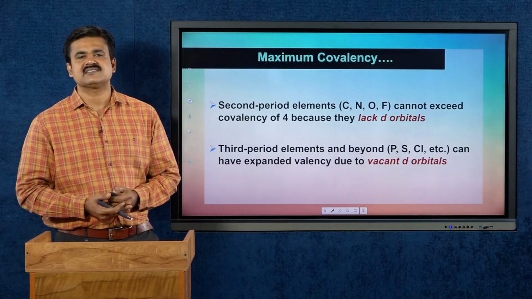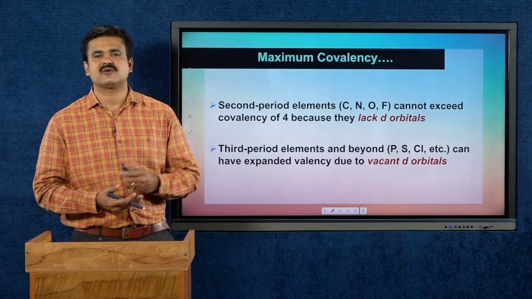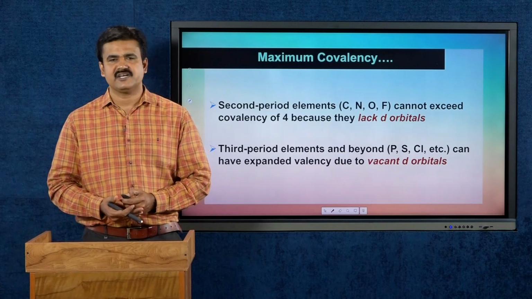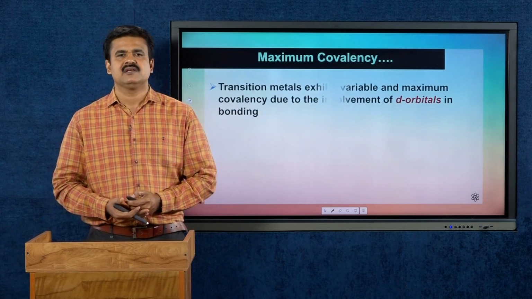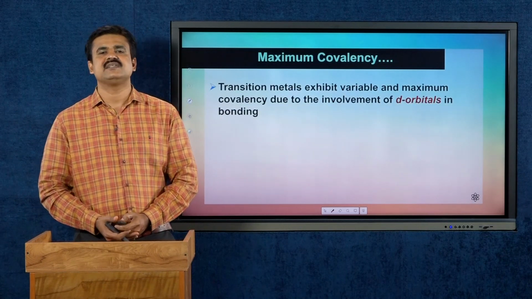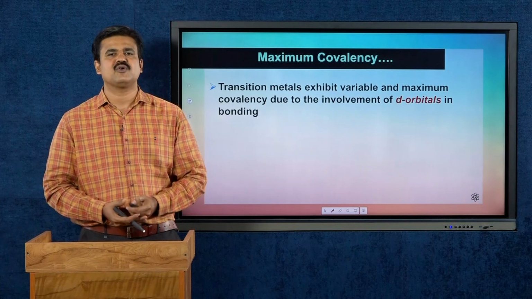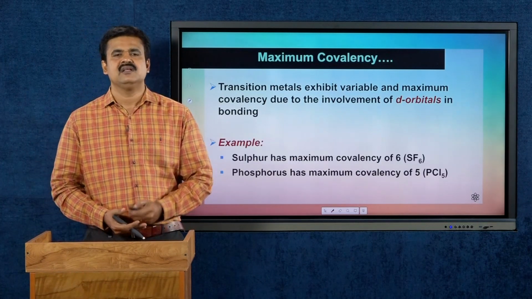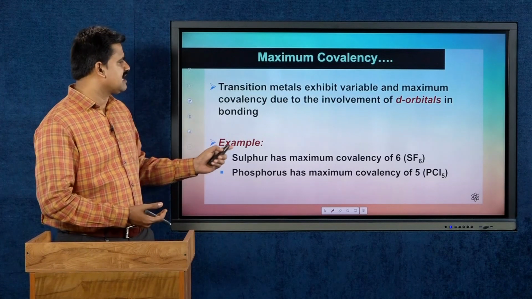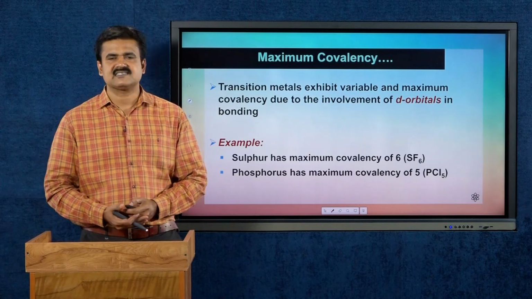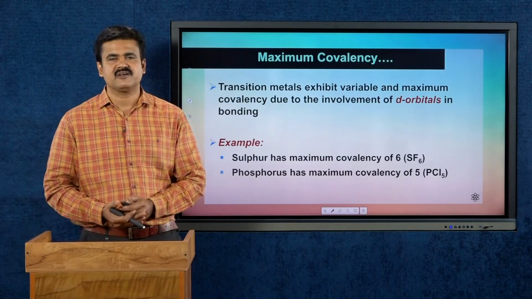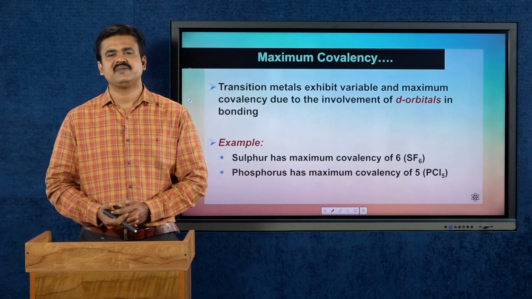Third period elements and beyond, phosphorus, sulfur, chlorine, etc. can have expanded valency due to the presence of vacant d orbitals in them. So, transition metals exhibit variable and maximum covalency due to involvement of d orbitals in chemical bonding. Some examples are here. Sulfur has a maximum covalency of 6, example is SF6. Phosphorus has maximum covalency of 5, that is in PCl5.